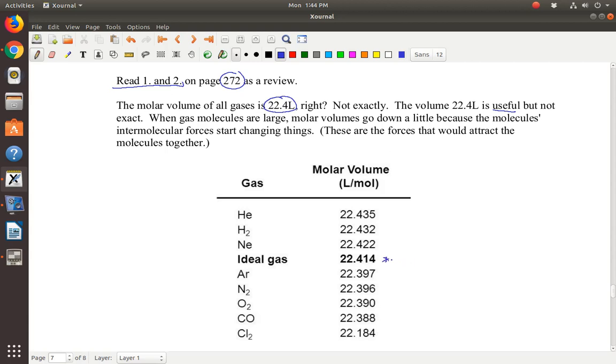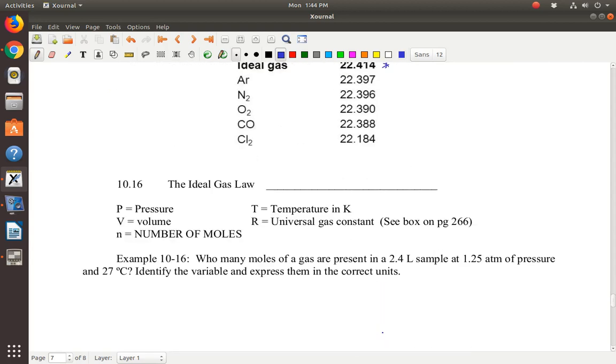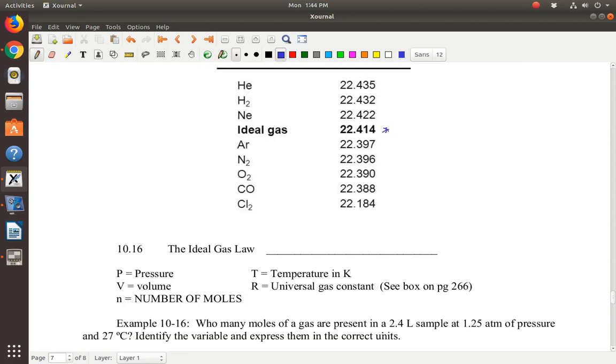So here's where the ideal gas falls into play. You can see some of the volumes are a little bit larger, and some are a little bit smaller. So the ideal gas law helps us to deal with some of this. And the ideal gas law says PV equals nRT.